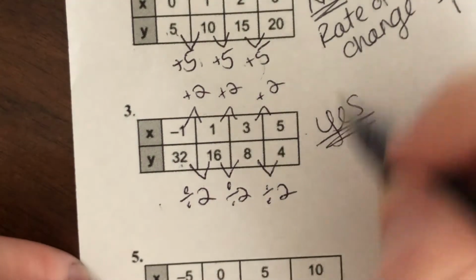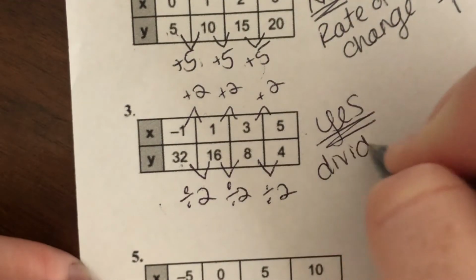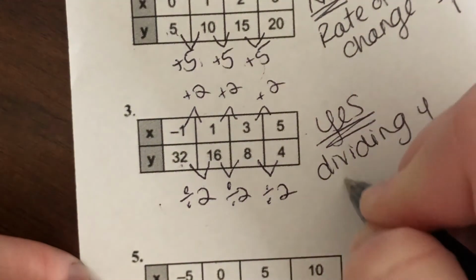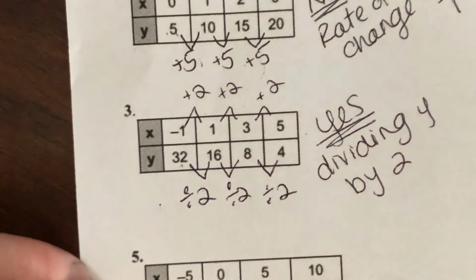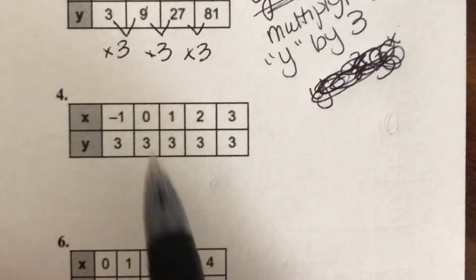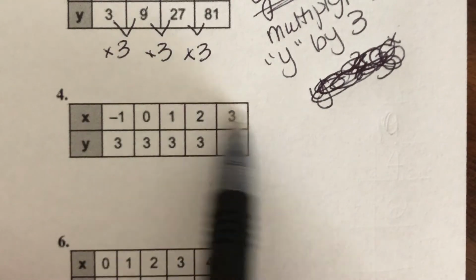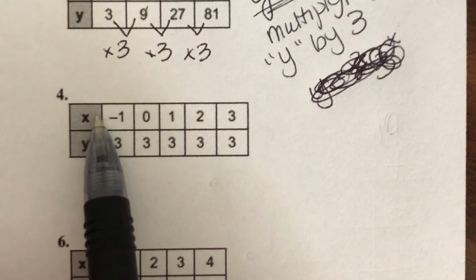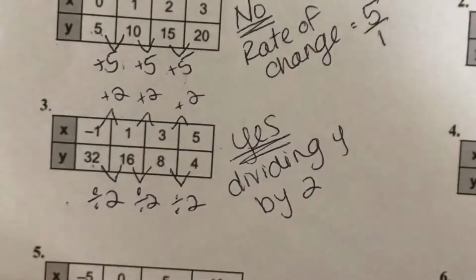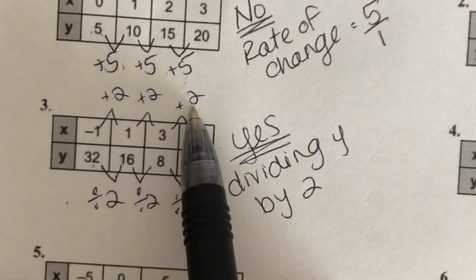So yes, dividing y by 2. Why is it exponential? Because the y's are being divided by 2 over and over. Next one. So x, I'm adding 1 over and over. I don't even have to keep looking at that. I'm always going to be adding or subtracting by the same amount. Doesn't have to necessarily be 1. Like here it was 2, but I still was doing the same thing. I was adding 2 over and over.